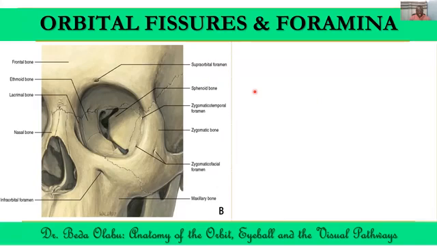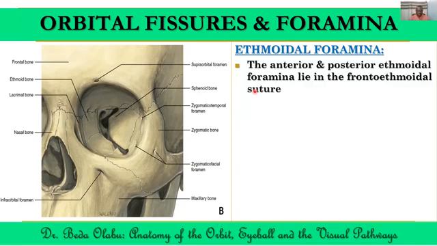All right, so that was the inferior orbital fissure. We also have two other categories of foramina to talk about. We can begin with the ethmoidal foramina.